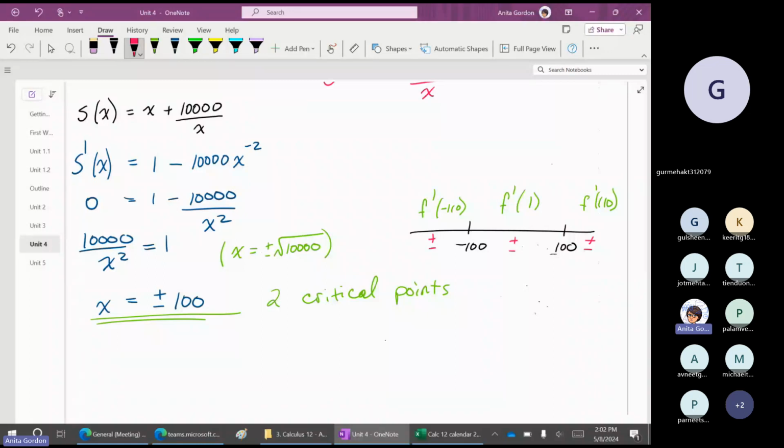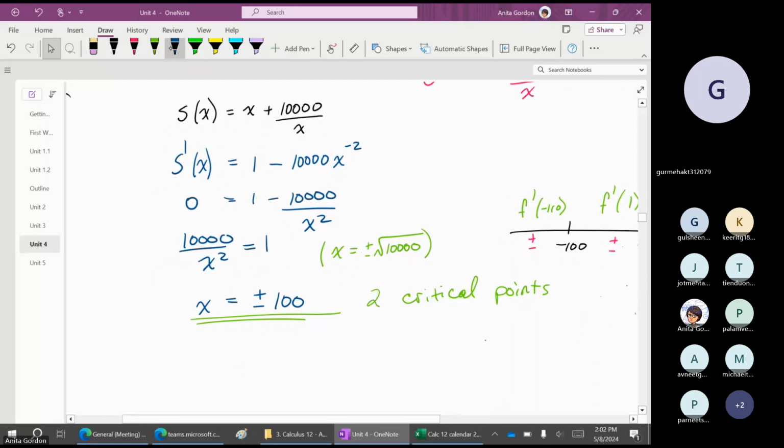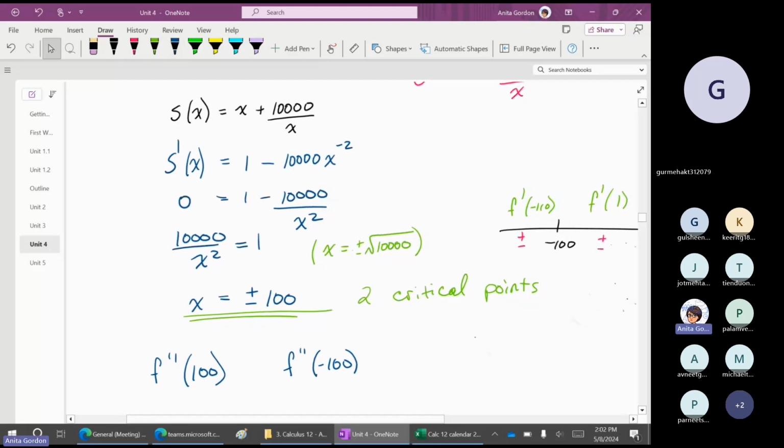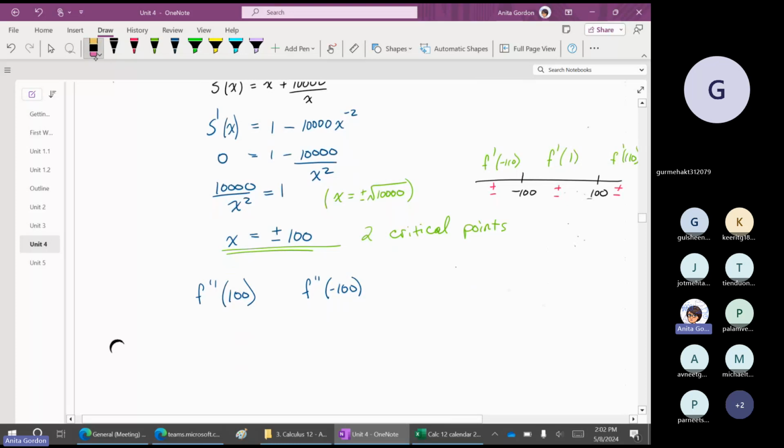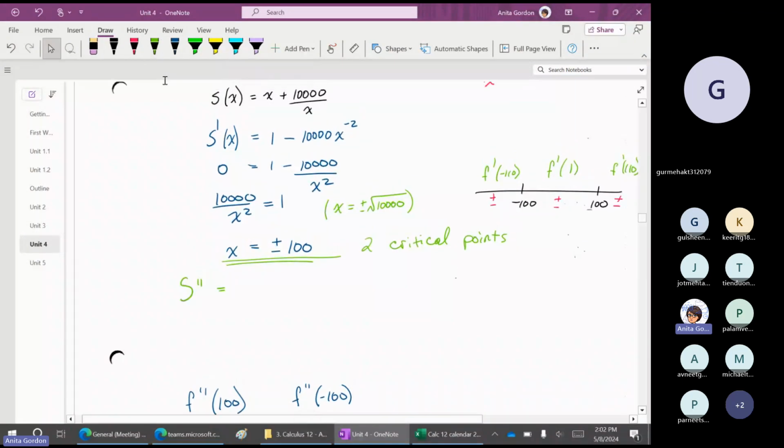Alternatively, you could take the second derivative and test f double prime. What is happening at f double prime of 100, and f double prime of negative 100? That would also tell you whether it's a max or a min. You pick the path of least resistance. What should we do? Second. Okay, let's do the second derivative. So let's move this down. What is f double prime? Or I guess this is s double prime.